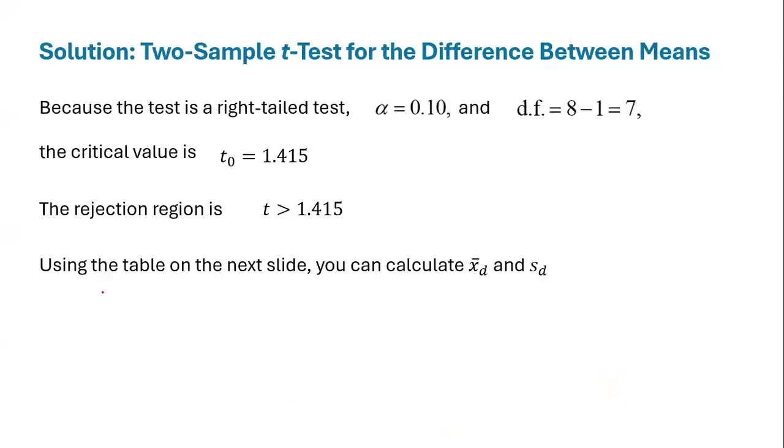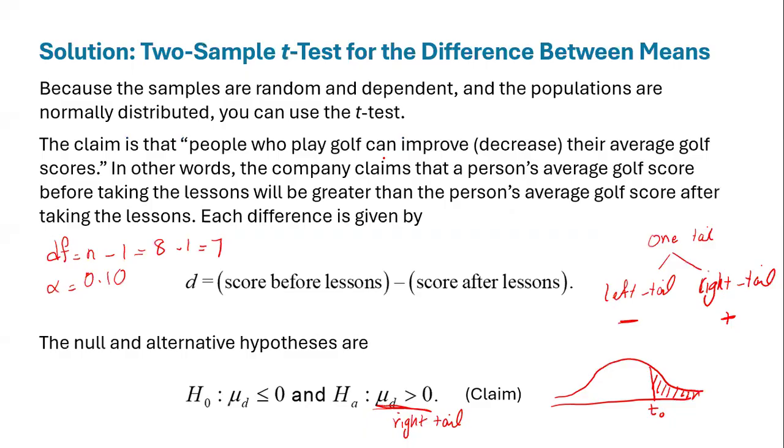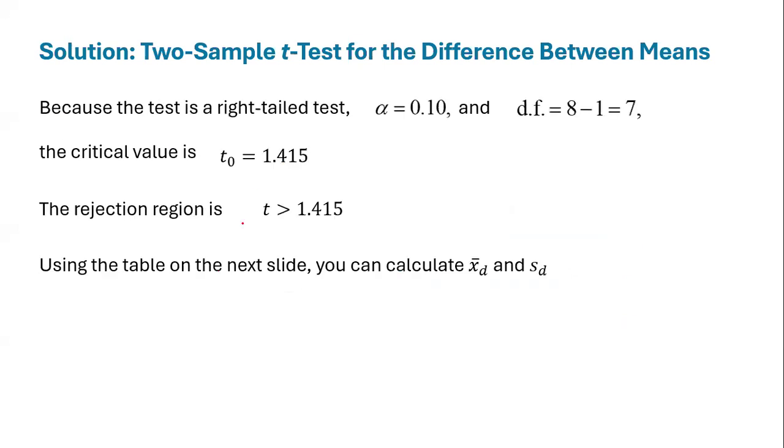So go back and look at the t-table. If one tail is 10% and degrees of freedom is 7, that means your critical value is 1.415. And the rejection region is any number that's greater than 1.415. So that's my rejection region.